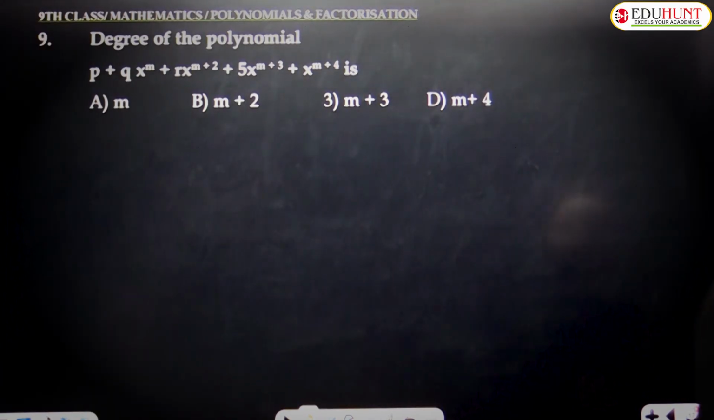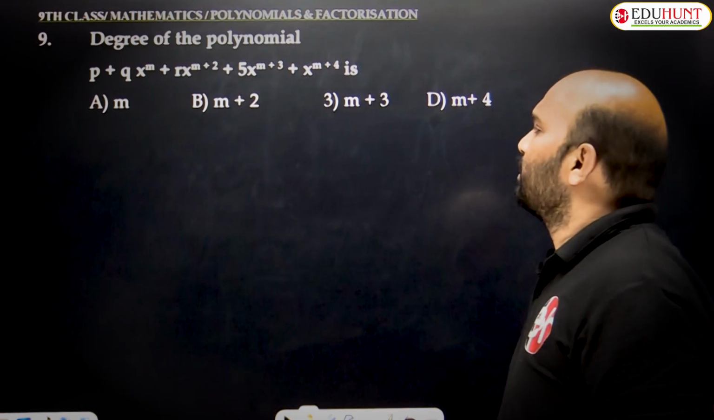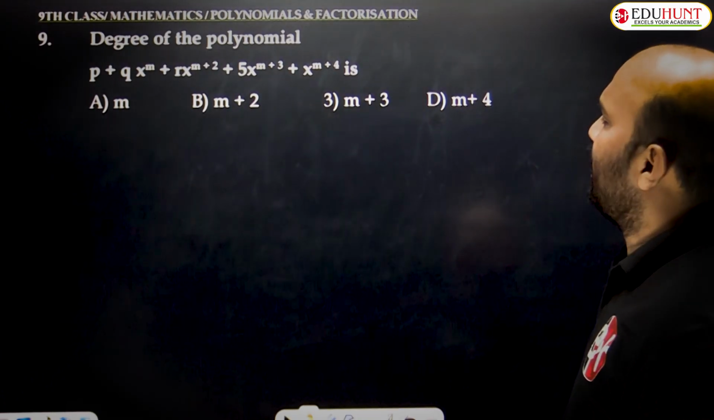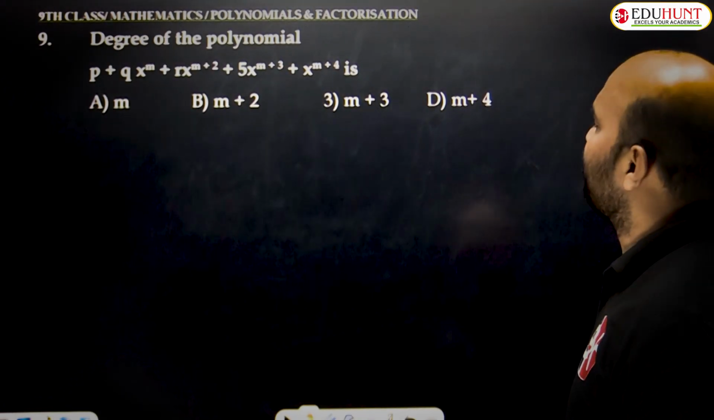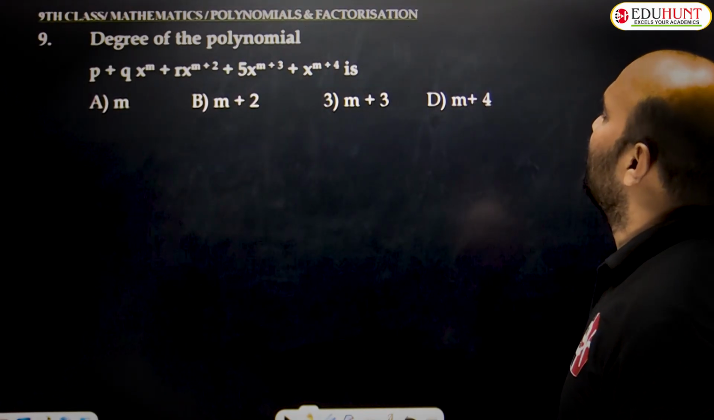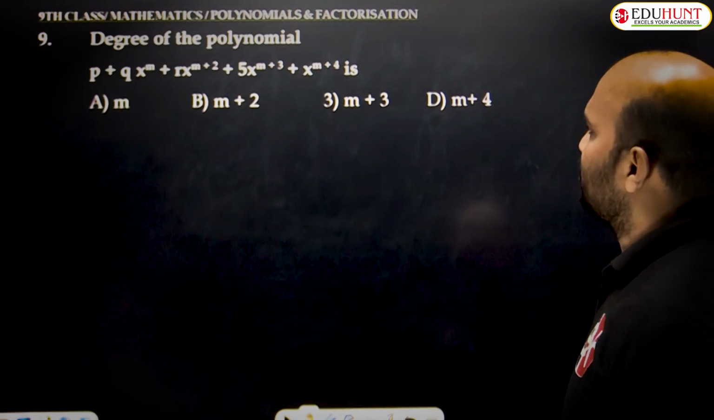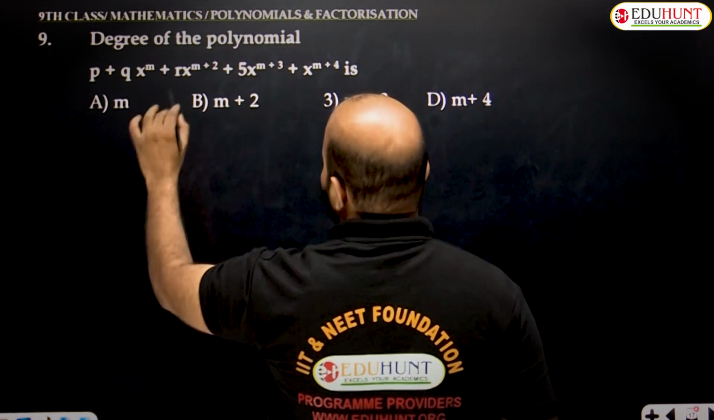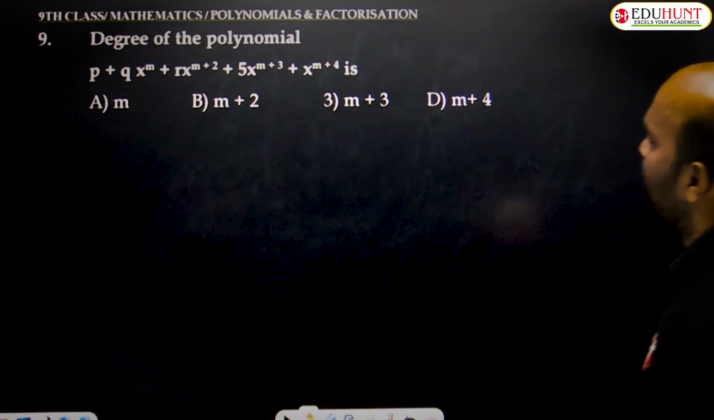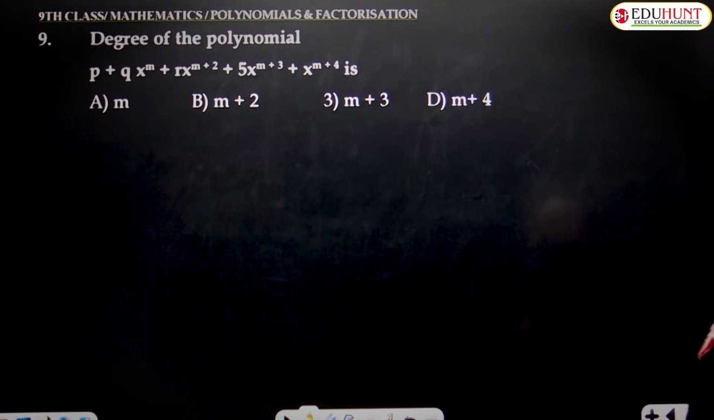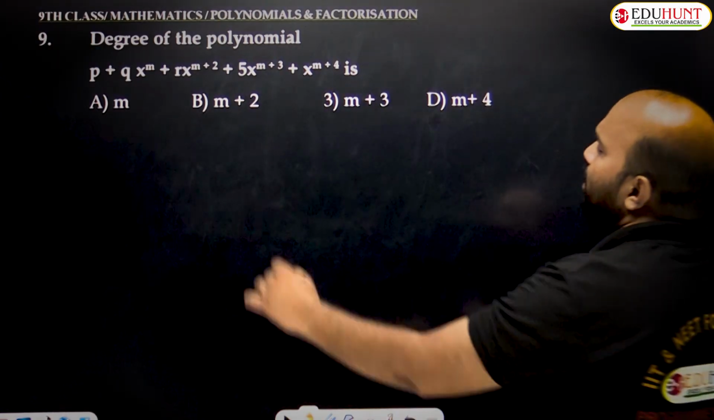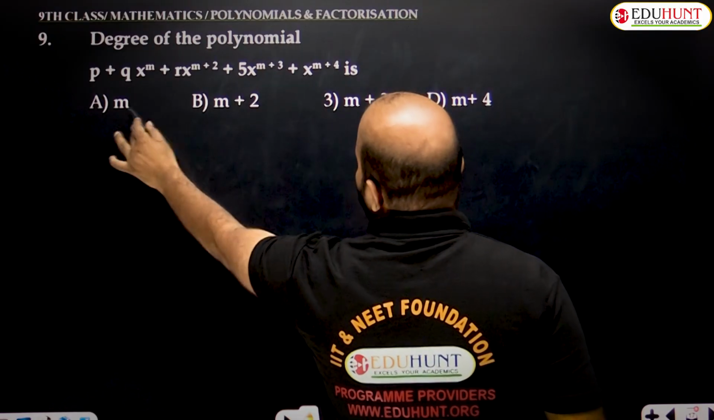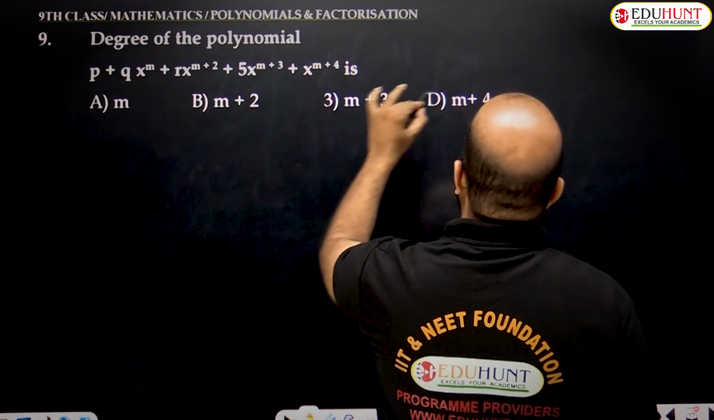So let's go to question number 9. Degree of the polynomial p plus q x power m plus r x power m plus 2 plus 5 x power m plus 3 plus x power m plus 4 is? What I am asking is the degree of the polynomial. Option A m, option B m plus 2, option C m plus 3 and option D m plus 4. All options have the variable m, with an additional plus 2, plus 3, plus 4 given.